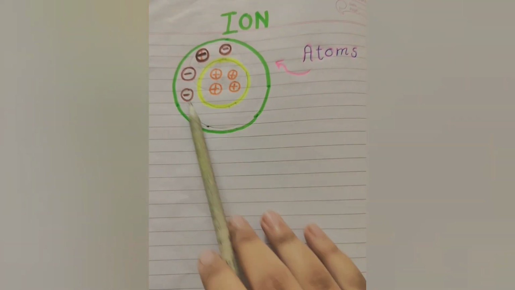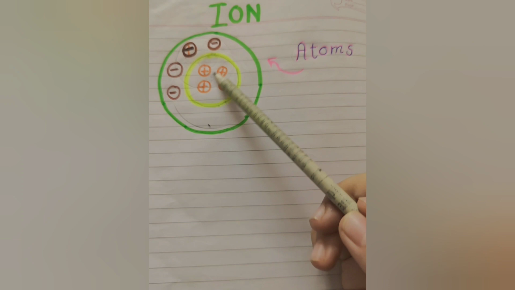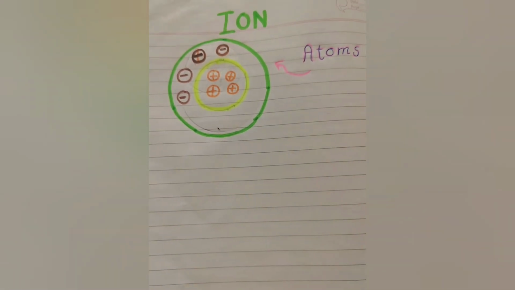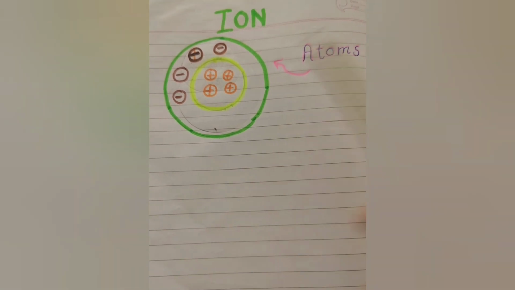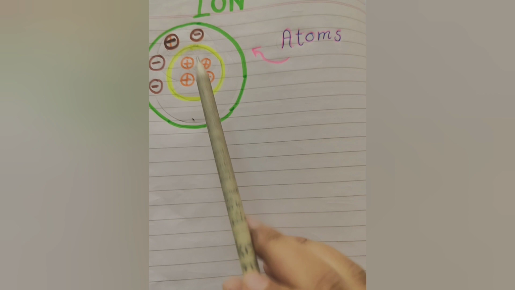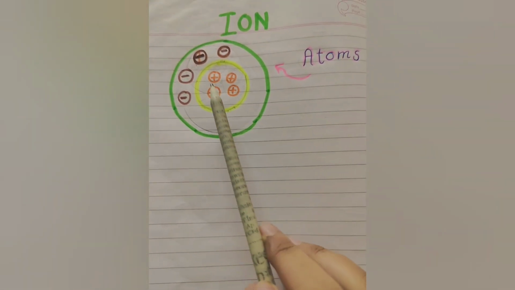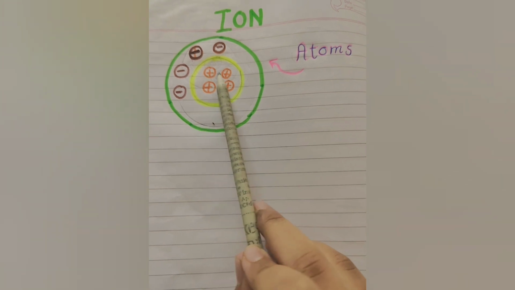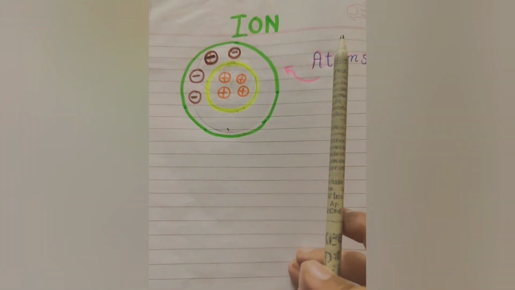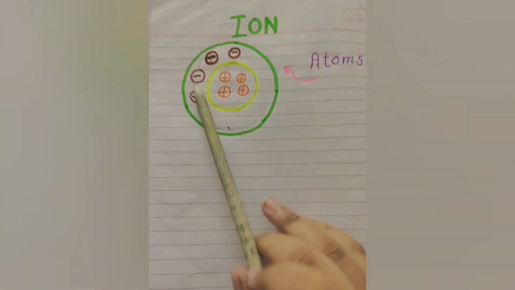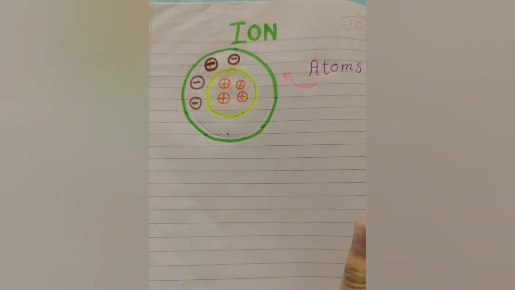Suppose this is an atom. Here we can see that there are 4 electrons. Electrons are always negatively charged, we know that. And there are 4 protons present inside the nucleus. 4 electrons and 4 protons. So the number of protons and number of electrons in the atom are generally equal. Okay, we were talking about a normal atom here.